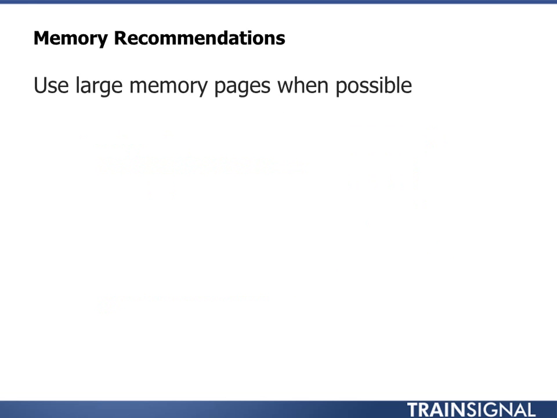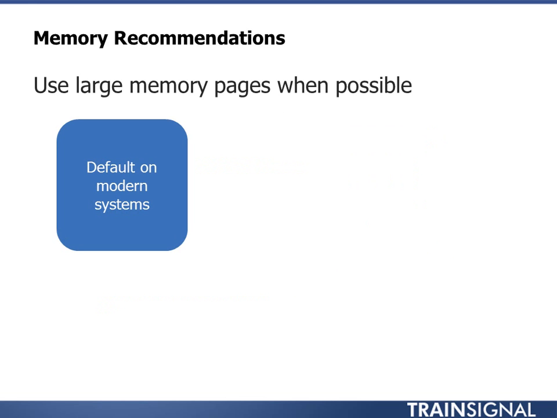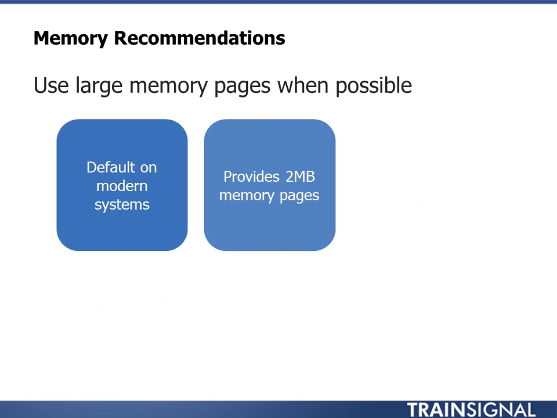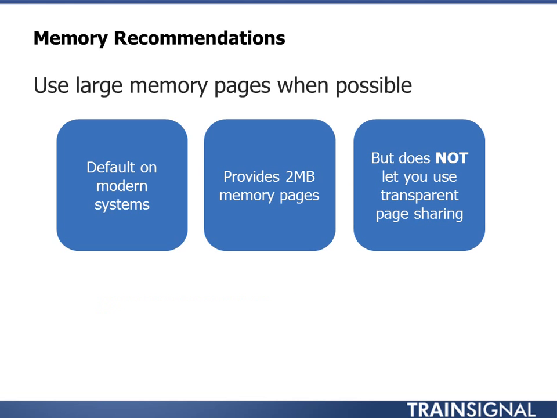A couple of memory recommendations. Use large memory pages when possible. Makes things faster. And those are on by default. Basically, those provide 2 meg memory pages instead of the smaller pages. There's a big downside to those things, though. You can't do transparent page sharing, because OSs figure 2 meg is a lot of stuff, and there's probably about 0 chance I'm going to find a couple of 2 meg pages that are exactly the same. Therefore, I'm not even going to bother, and it doesn't.